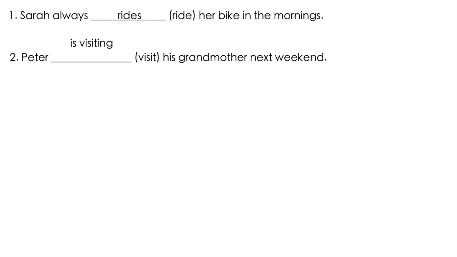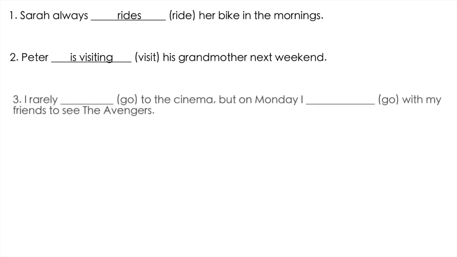Peter is visiting his grandmother next weekend. This is because we're talking about an event in the future that is already planned. So we use the present continuous. Did you get that right? Let's try the next one. There are 2 blanks in the next one.